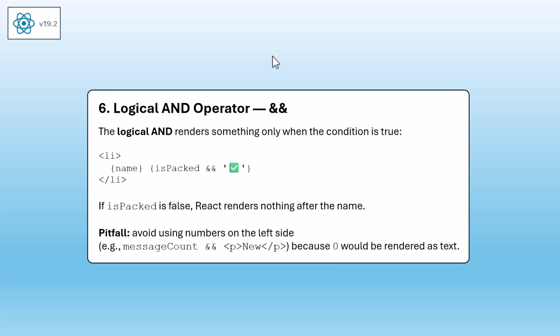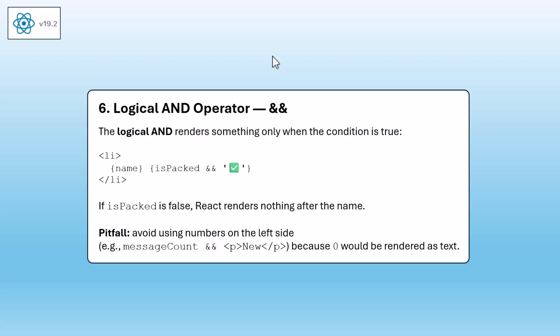6. Logical AND operator, &&. Another common and elegant shortcut for conditional rendering is the logical AND operator, which uses the && symbol. You can think of it like this. If the condition is true, then render the element, otherwise, render nothing. This is perfect for situations when you only need to display something in one of the two cases. For example, showing a checkmark only if an item is packed.